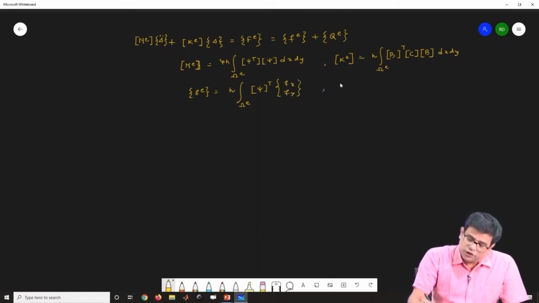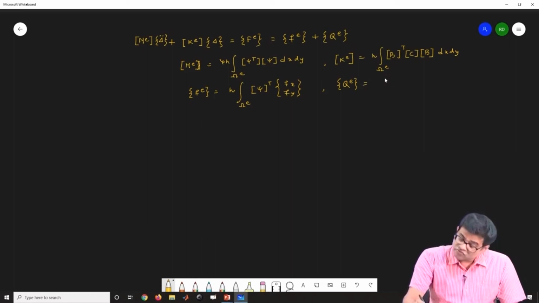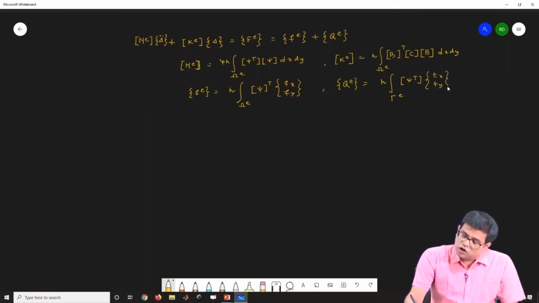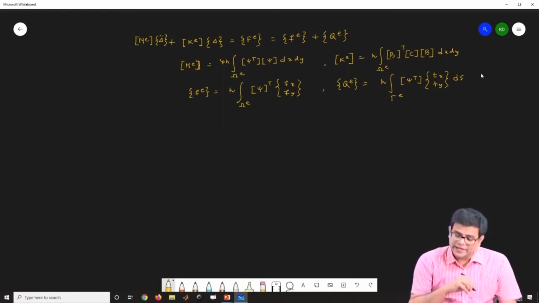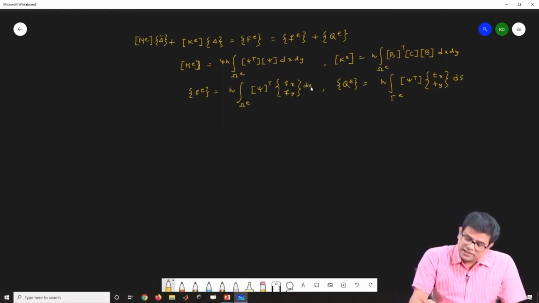And Qe, the traction component, is also h, but over the boundary of the element, that is gamma e, of psi transpose into Tx, Ty. So, the computation of this has to be over a line element, whereas the others are over dx dy.